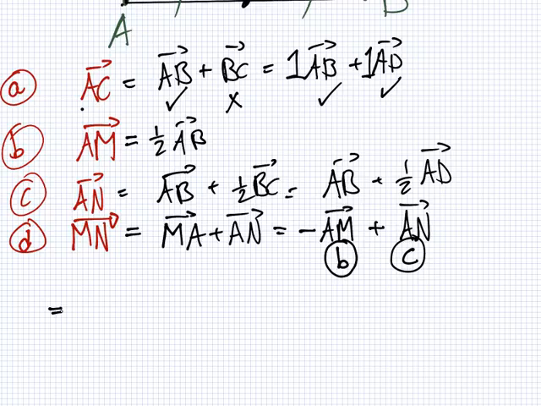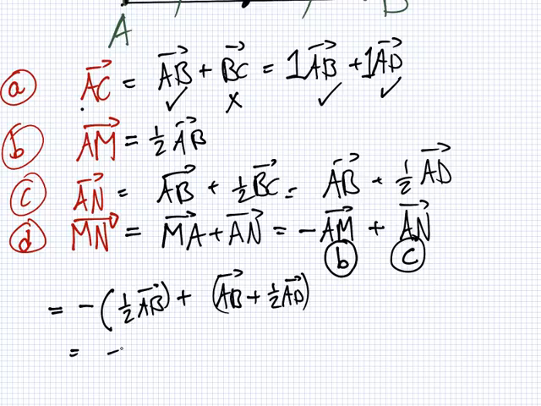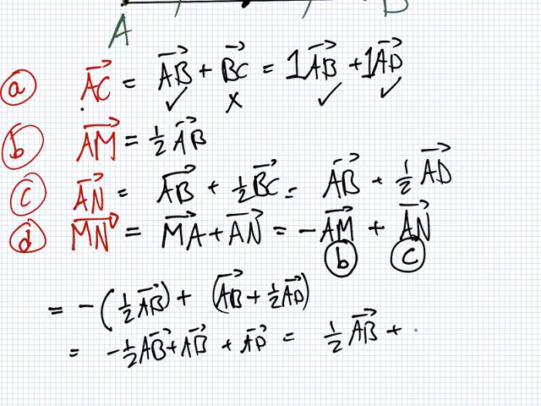So this is equal to minus AM, which is a half AB, plus AN, which is AB plus a half AD, minus a half AB plus AB, what's that? Yeah, a half AB plus half AB. Oh, I lost my half here, sorry. A half AD. And that's the answer there for that one.